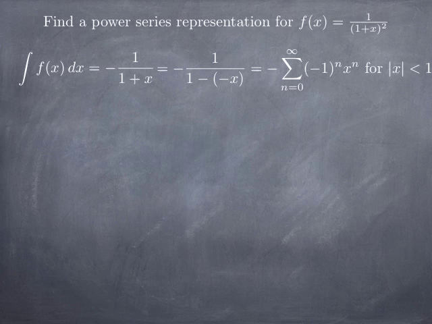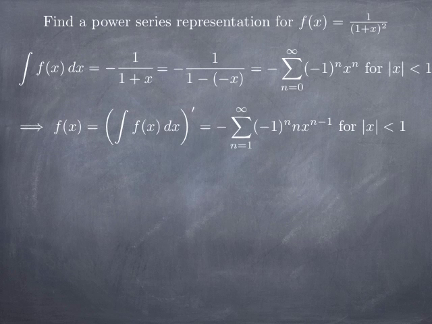I should have written it up to a constant, but it doesn't really matter for what we want to do, because now f is just a derivative of this antiderivative, and therefore to obtain a power series representation for f, I can just differentiate term by term the power series representation that I have obtained for the integral of f. And I obtain the opposite of the sum from 1 to infinity of -1 to the n and x to the n minus 1 for the same open interval from -1 to 1.